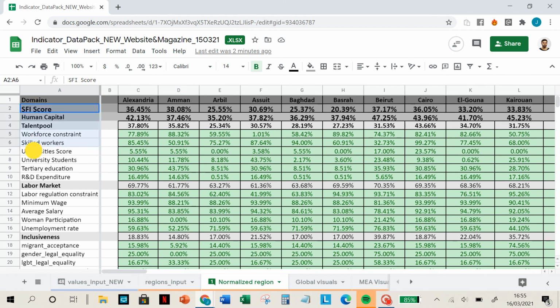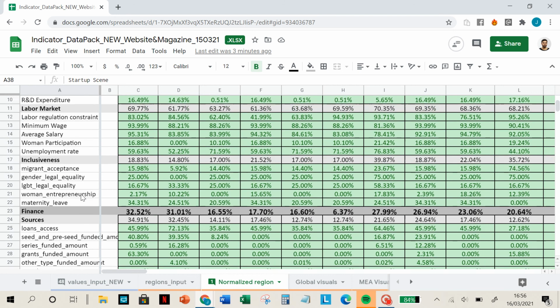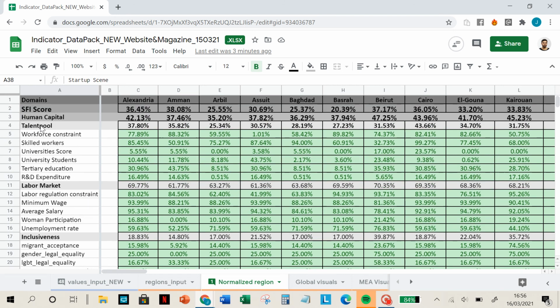You have the structure a bit different from the first step, because in here you also have values for SFI scores, human capital representing domains, and subdomains also in here, talent pool. The darker grays are domains, so you can see human capital is darker, finance is darker, startup scene is darker, and subdomains that belong to the domains are in lighter gray. So in this case, talent pool, labor market, and inclusiveness.